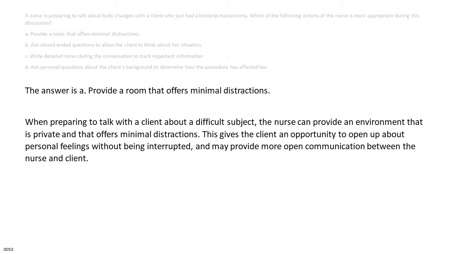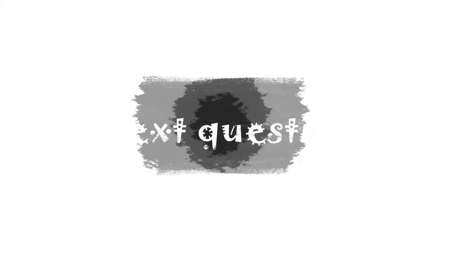The answer is A. Provide a room that offers minimal distractions. When preparing to talk with a client about a difficult subject, the nurse can provide an environment that is private and that offers minimal distractions. This gives the client an opportunity to open up about personal feelings without being interrupted, and may provide more open communication between the nurse and client.